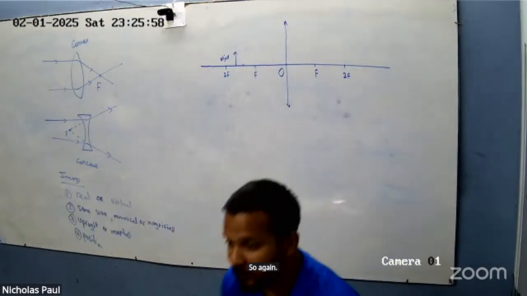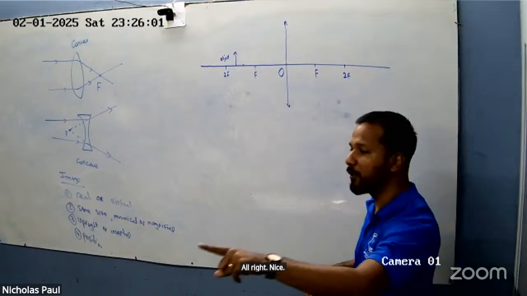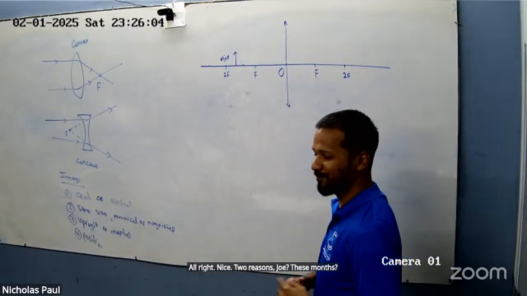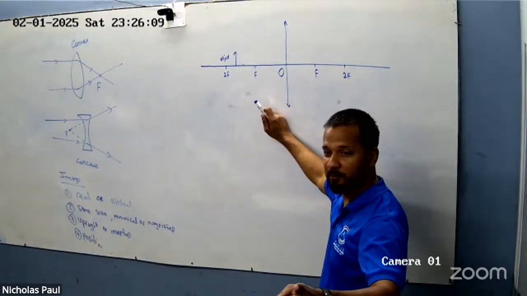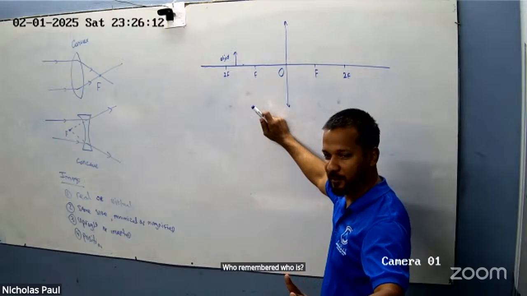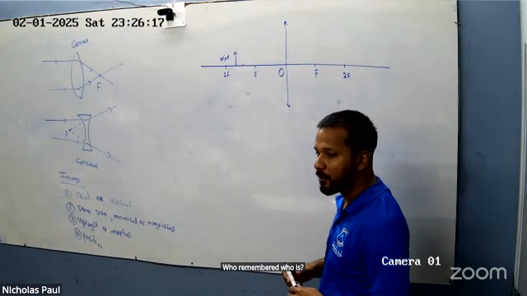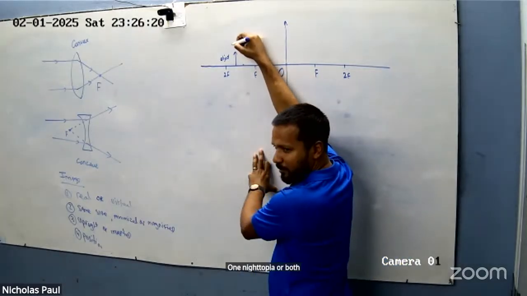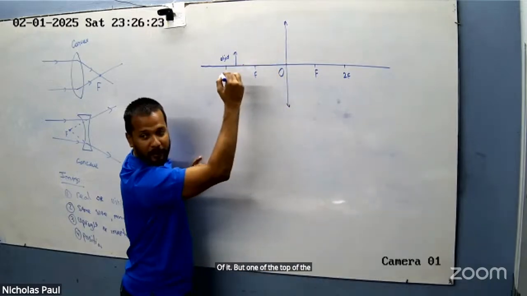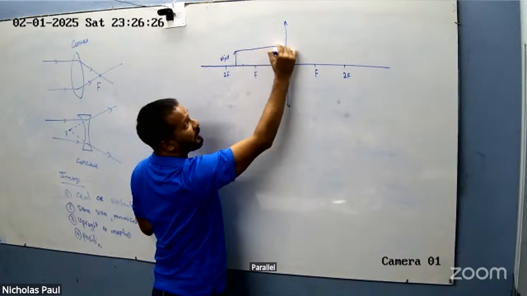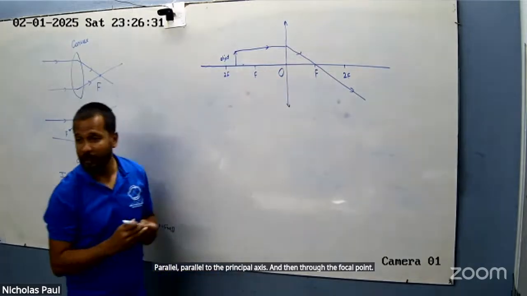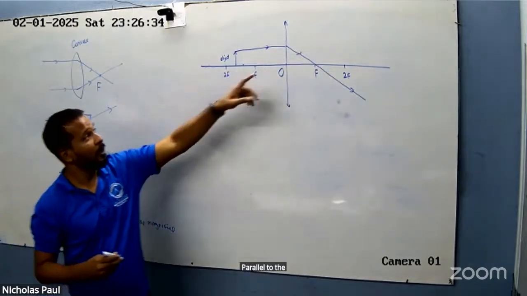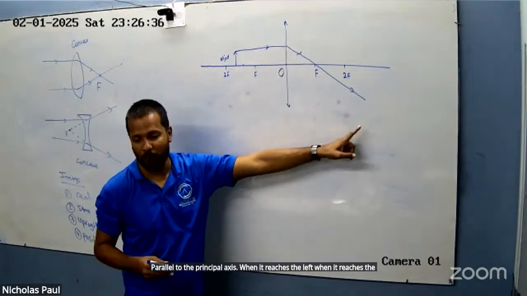All right. Nice. What are the 2 rays? Who remembers the 2 rays? Both at the top of the object, but one at the top of the object going where? Parallel to the principal axis, and then through the focal point. That's your first ray. Parallel to the principal axis, and when it reaches the lens, through the focal point.